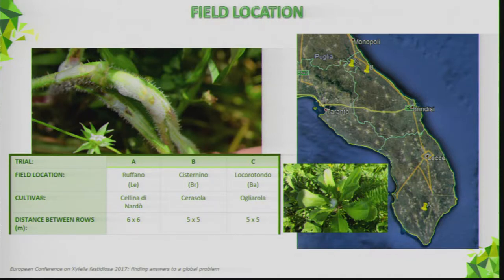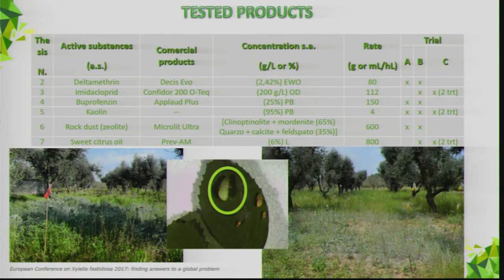But there are some areas that are difficult to reach with motor operation. So we have tested different products in order to evaluate the effect against juvenile Philaenus spumarius. The products that we have tested are reported in this slide: deltamethrin, imidacloprid, buprofezin, two inert compounds, kaolin and rock dust, and also a natural substance, the sweet citrus oil.